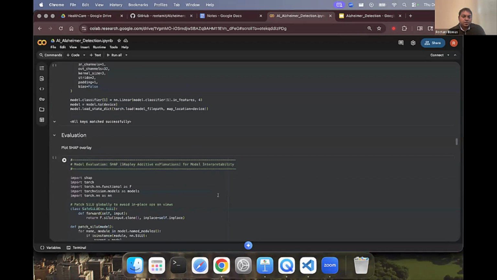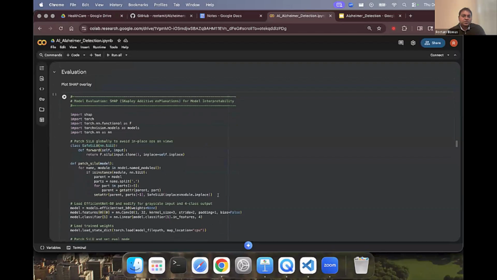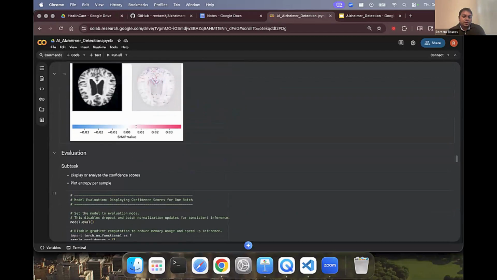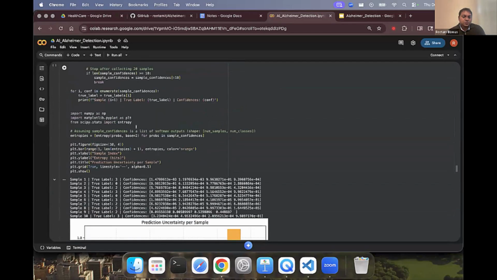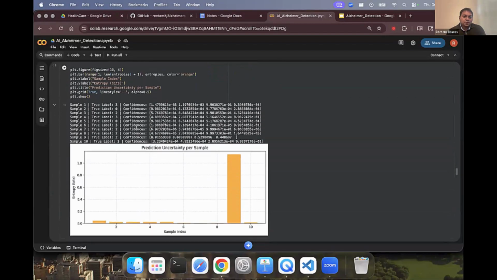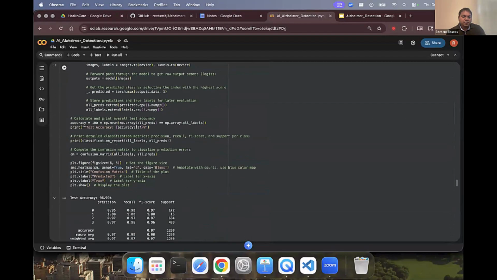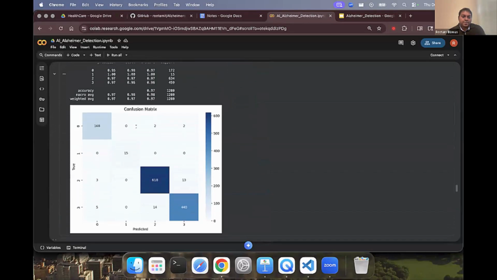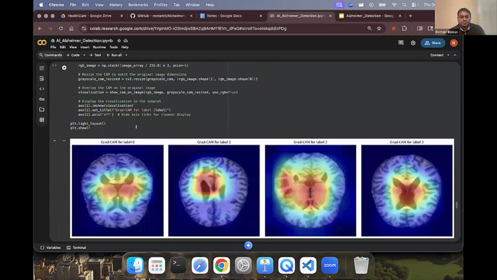And once we have that, we can get into the evaluation process, as I was explaining, like the SHAP model overview, and we have the confidence scores, and also we can have plots for different metrics like the confusion matrix, and also the GradCam visualization.